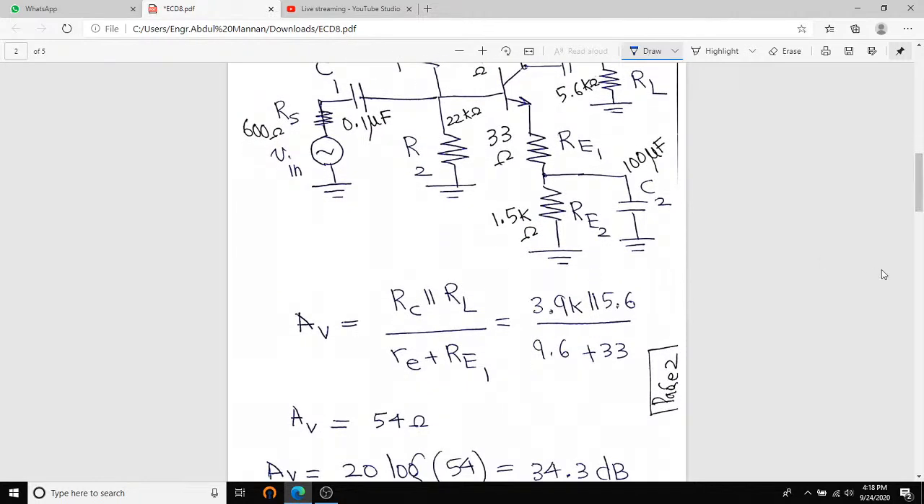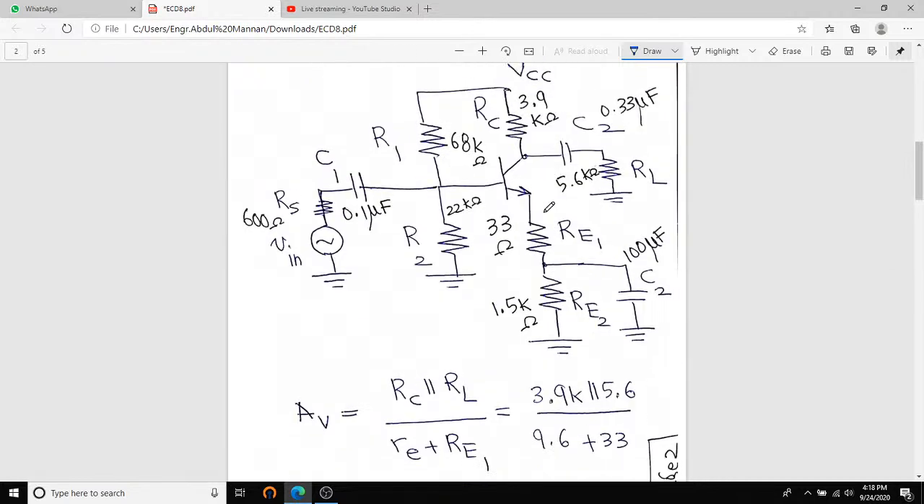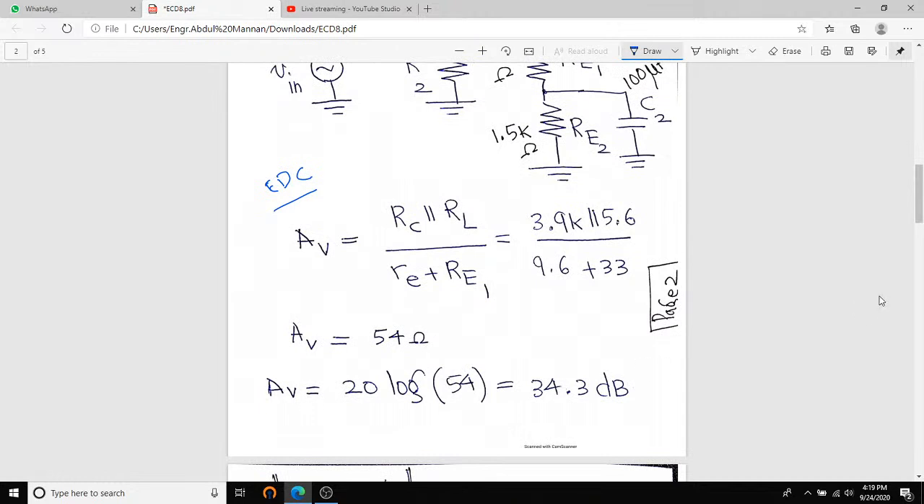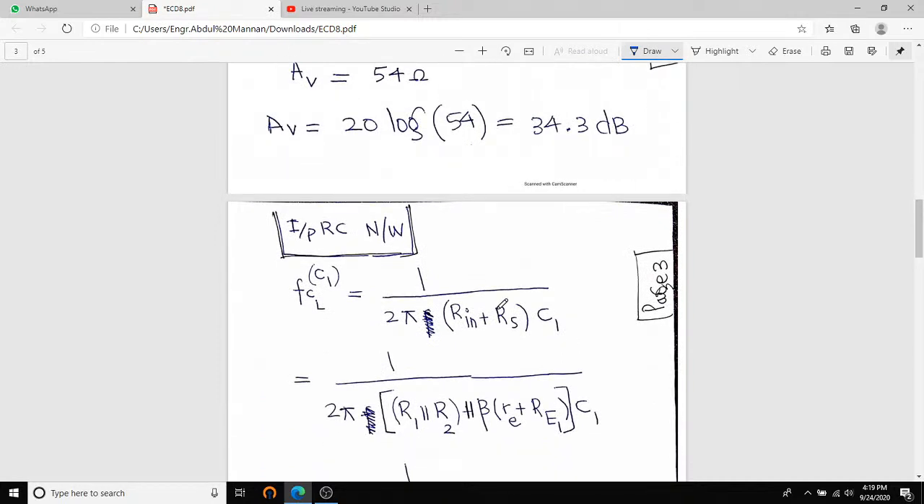The gain is RC in parallel with RL divided by small re plus the part of RE that is not bypassed by the capacitor, that is capital RE1. We won't include capital RE2 because it is bypassed by this bypass capacitor and isn't included in this expression to compute AV. We have studied this expression in our last course, that was the electronic devices and circuits, EDC course. Right, so AV comes out to be 54 or 34.3 dBs computed using 20 log of AV as a ratio.